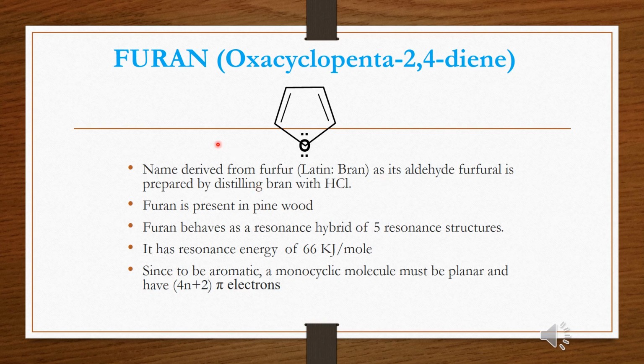Furan is present in pine wood. It behaves as a resonance hybrid of 5 resonance structures. Furan is having 5 resonance structures. It has a resonance energy of 66 kilojoule per mole, and it is aromatic as it is planar and it contains 6 pi electrons and it obeys Huckel's rule of 4n plus 2 pi electrons.